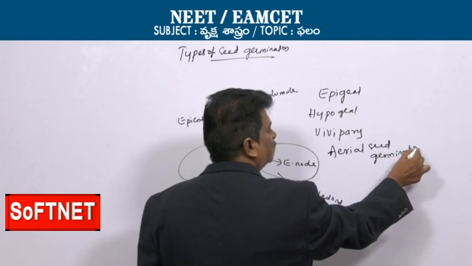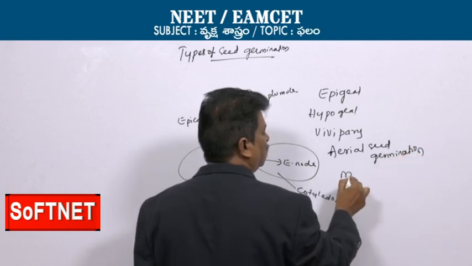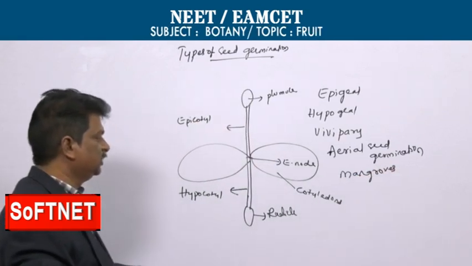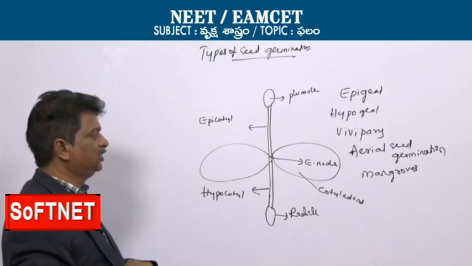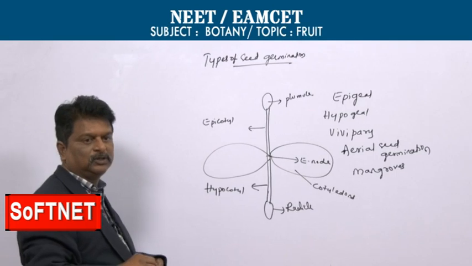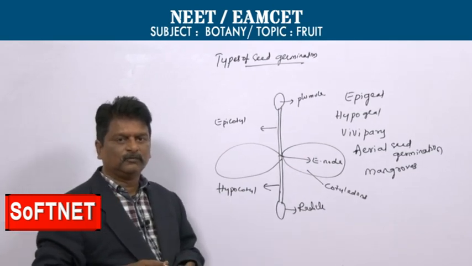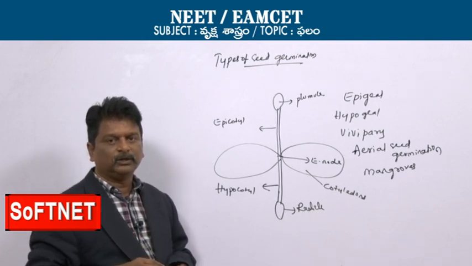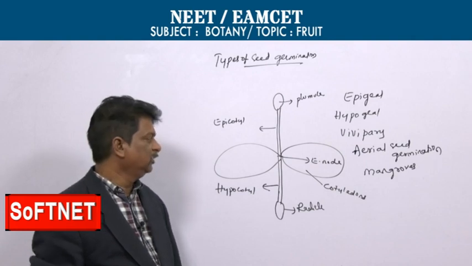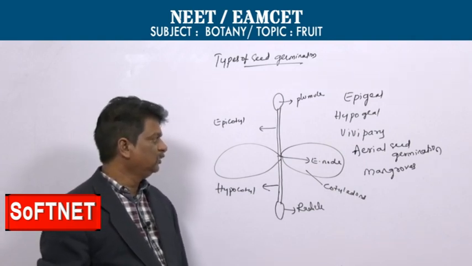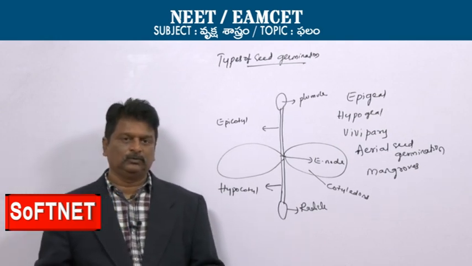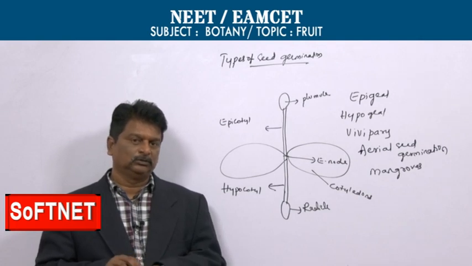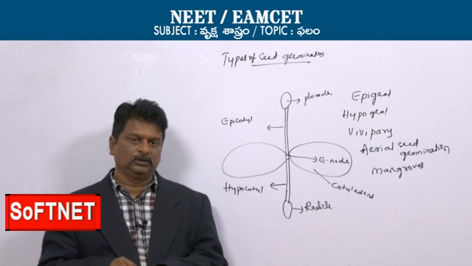It is common in mangroves. So what does aerial seed germination mean? The seed germination takes place inside the fruit, while the fruit is still attached to its parent plant, called viviparous. Example, mangroves. Now, I'll discuss key points or important points in fruits.